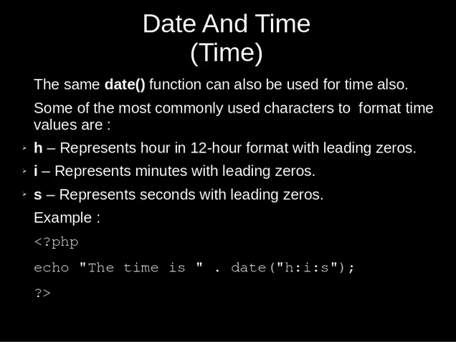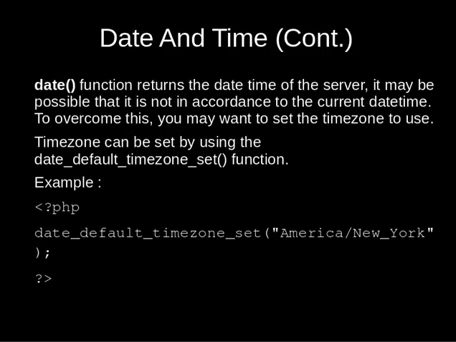The date function returns the date time of the server. It may be possible that it is not in accordance with the current date time on your local machine or whatever environment or locale you are in. To overcome this, you may want to set the time zone to use. So let's say your server is in the US and you are using the time for IST or Indian time zone, then you can set it by using the date_default_timezone_set function.